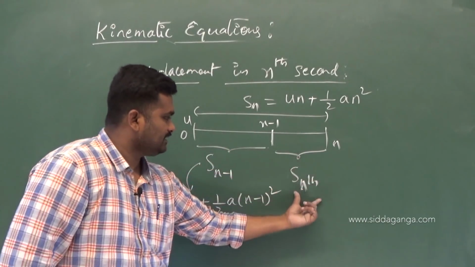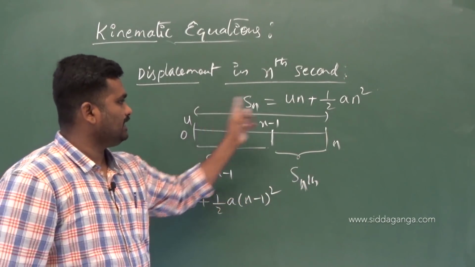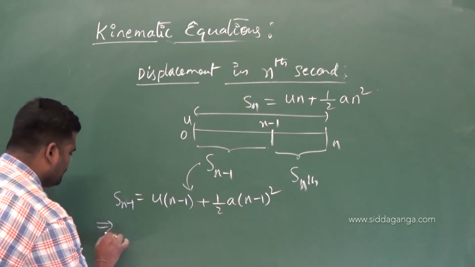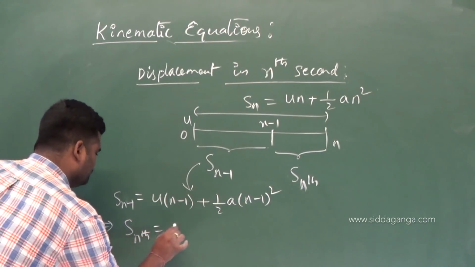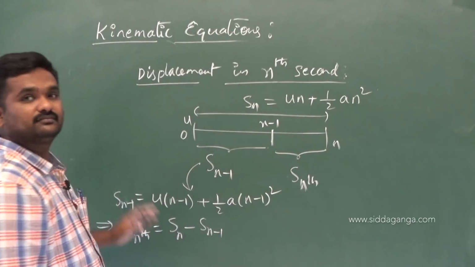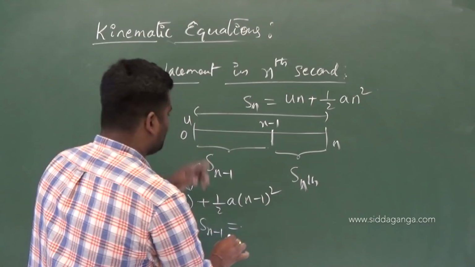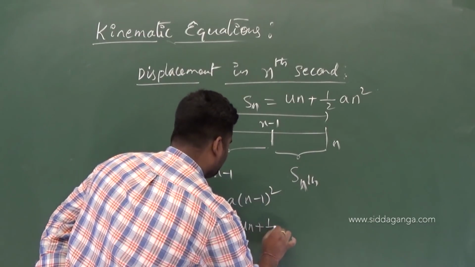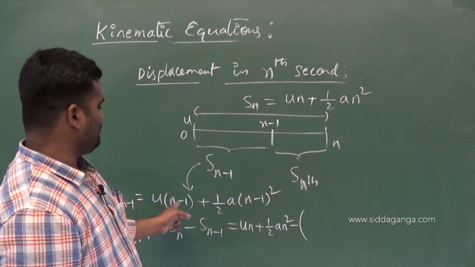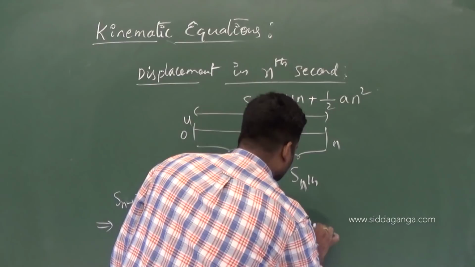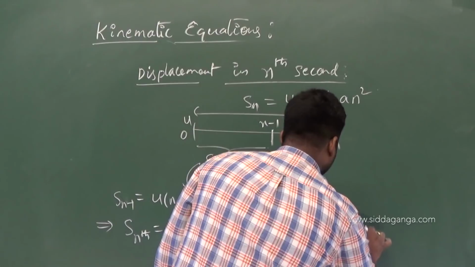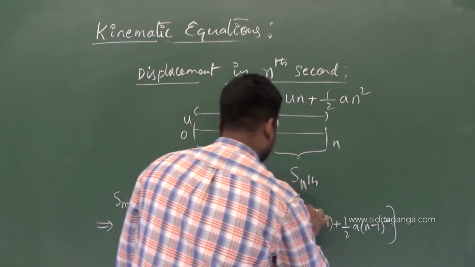If I want to find this S nth, what do we need to do now? Total Sn minus S(n-1). Therefore, S nth will be equal to Sn minus S(n-1). Substitute the values now. Sn means un plus half an square, minus half. S(n-1) means u into (n-1) plus half into a into (n-1) whole square.